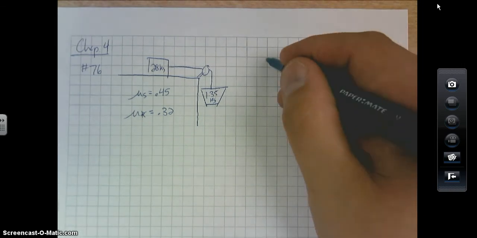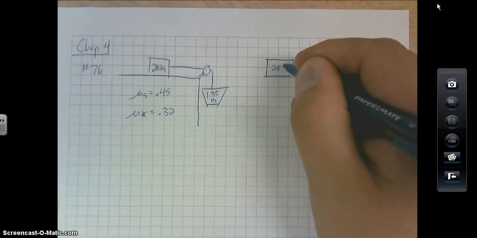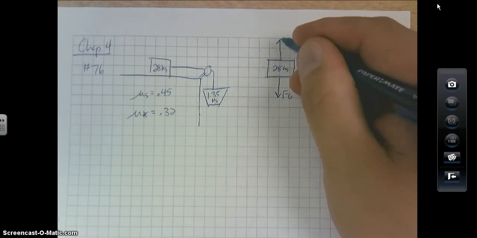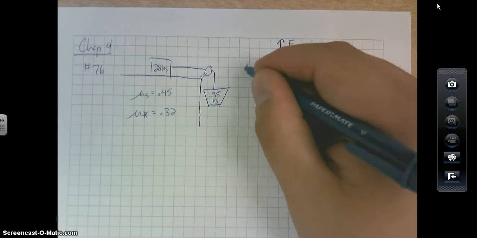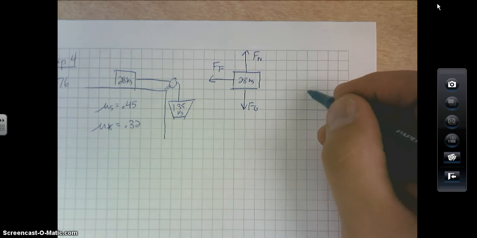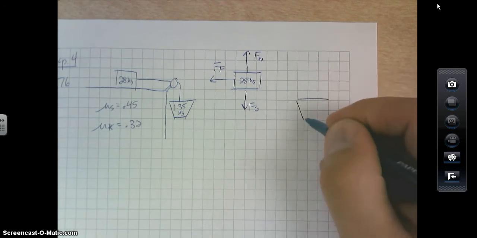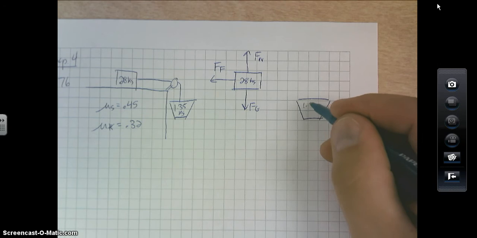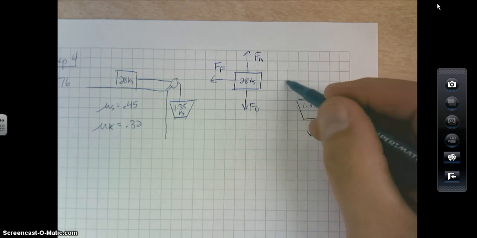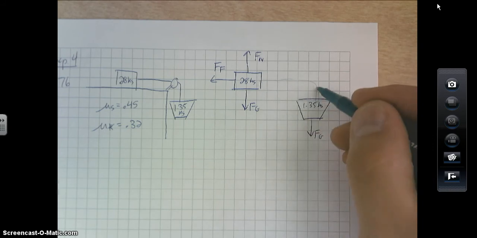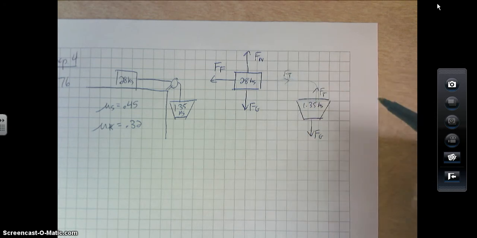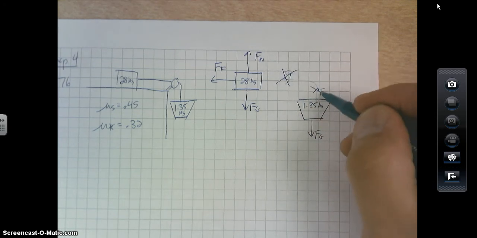Okay, so I'm going to draw a couple pictures here. Here's the 28 kilogram object. It's going to have an F of G and an F of N, and friction will be acting this way. Okay, and then we've got the bucket, which is 1.35 kilograms. That would have an F of G this way, and this is where it matters because there's this string that connects it right here. So there's a tension force up, and then there's a tension force this way. But if the tension forces are the same, then I can basically just forget about them.